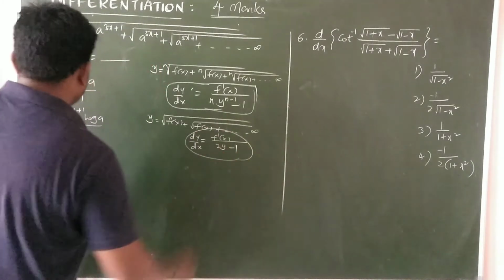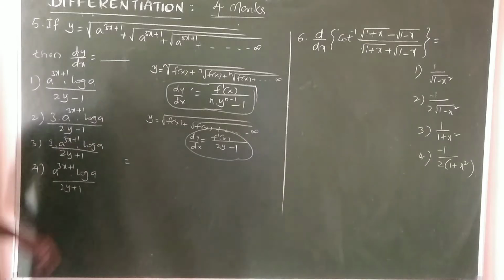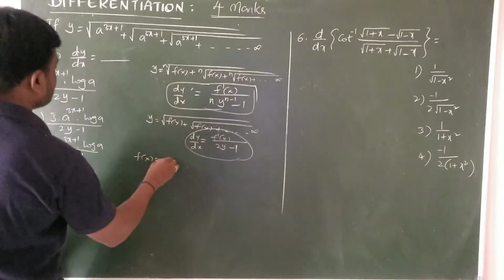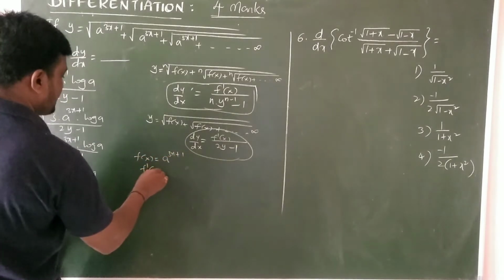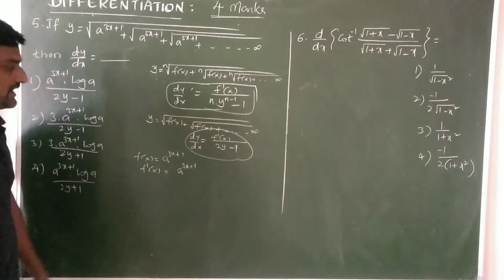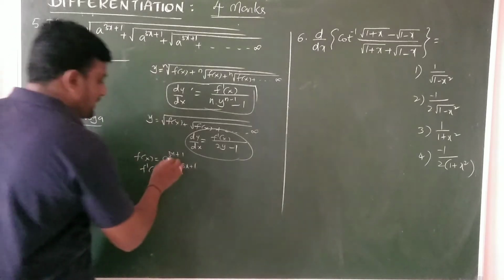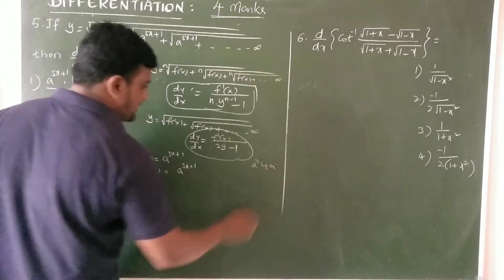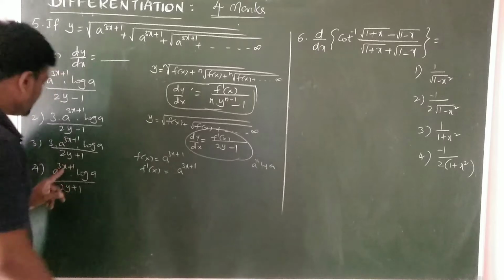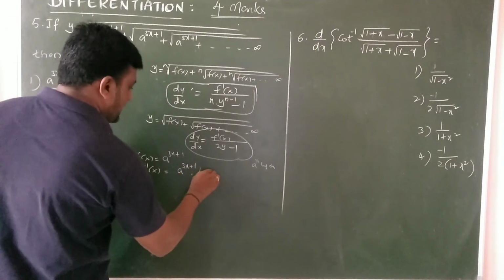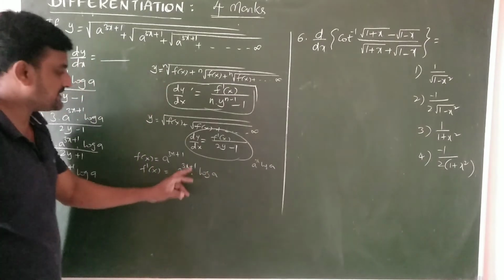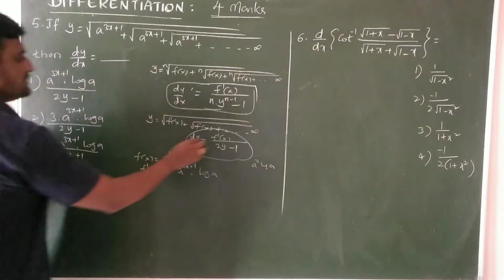Okay, let us apply this one. Simply, f of x equals what? f of x equals a power 3x plus 1, then f dash of x equals 3 into a power 3x plus 1 as it is. The differentiation of a power x is a power x log a, yes or no? So here also a power 3x plus 1 into log a, so f dash of x equals a power 3x plus 1 into 3 log a. So the numerator is over.